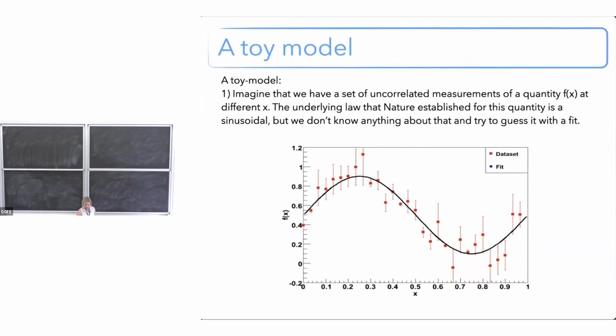Indeed, imagine just a very simple toy model. Imagine that we have a set of uncorrelated measurements of a quantity. So it's even simpler than PDFs: you directly measure the quantity that you want to then extract from the data. This is measured at different x, and imagine they're uncorrelated. And the underlying law that nature established for this quantity is a sine function, but we don't know about it. So we try to guess it with the fit, okay? So this is the game. That's actually something that's in some Python notebook that I have somewhere.